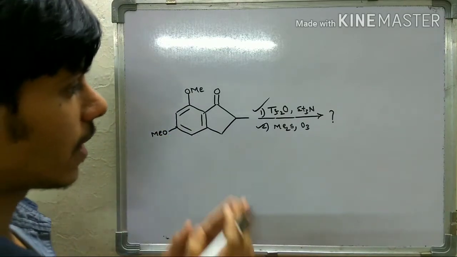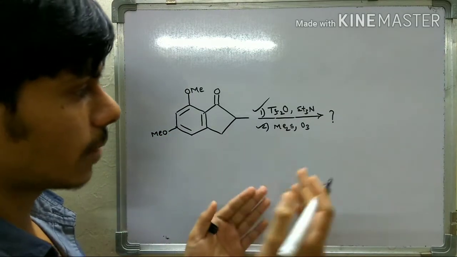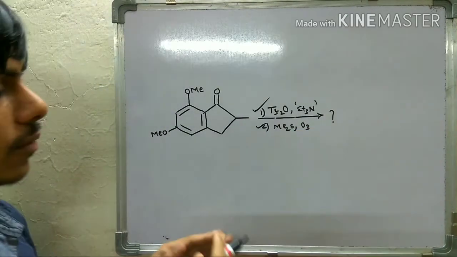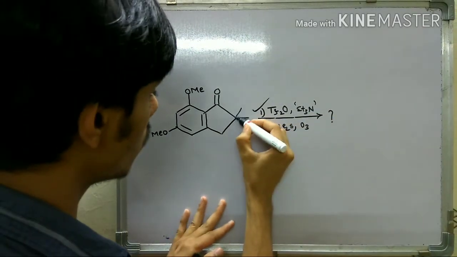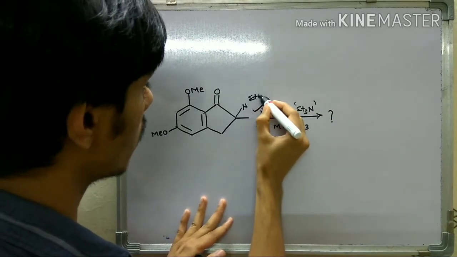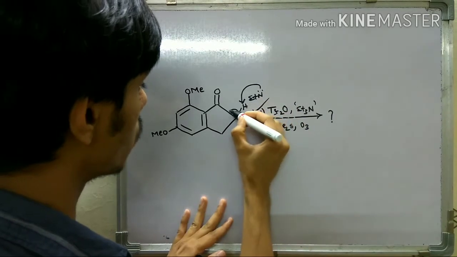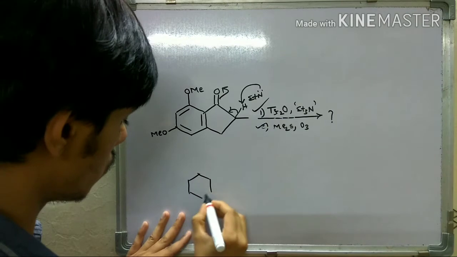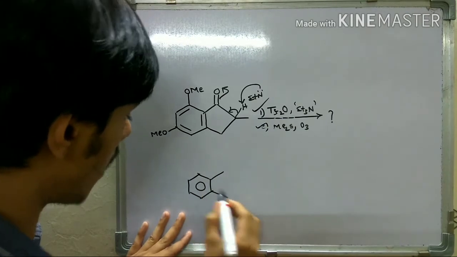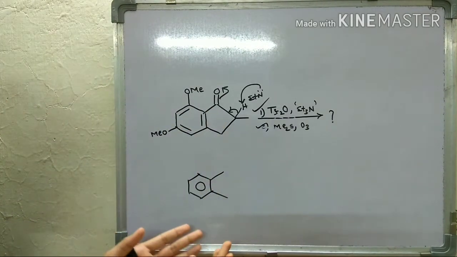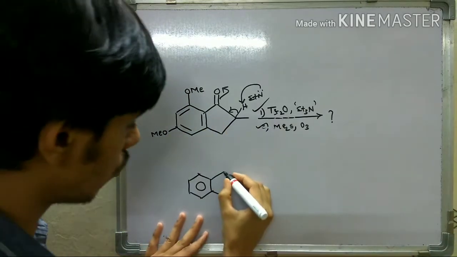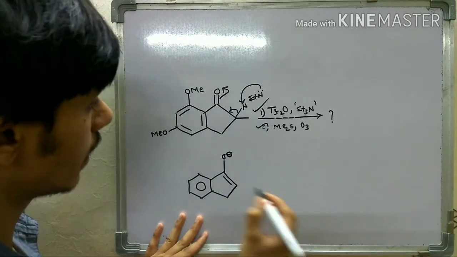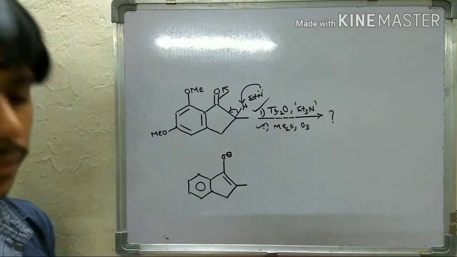Now in the first step there is the concept of C-alkylation versus O-alkylation. You are given a weak base, triethylamine. What it will do is take a proton from here, and if it takes a proton from here, you will get an enolate. I am not writing these OMe groups further because they have nothing to do with the reaction. So you will be getting this enolate.